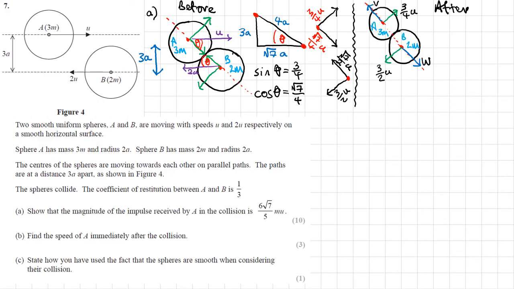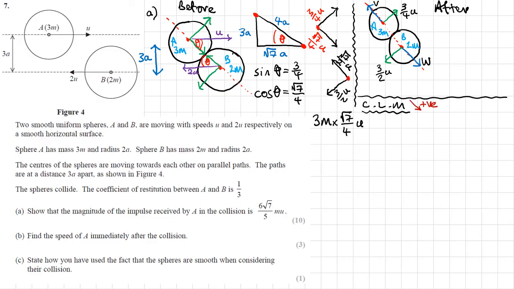Now we look at what's going on after the collision. Remember, the velocities perpendicular to the line of centres don't change, so I've left those in green. They're still 3 over 2 u and 3/4 u. However, the velocities parallel to the line of centres change direction, so I've made them go in the opposite direction. I don't know what these are, so I've called the velocity of A parallel to the line of centres V, and the velocity of B parallel to the line of centres after the collision W.